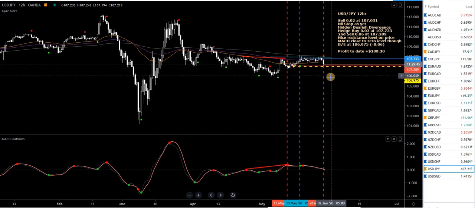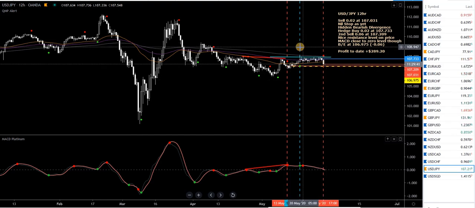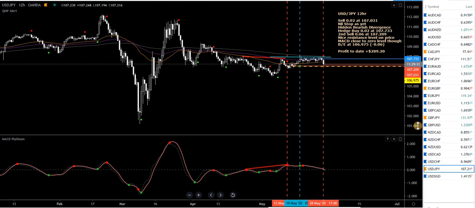Now, I haven't got far to go to get down to my overall break even. It's that yellow line there. You can see it's marked on the chart. It's not far at all below price. So hopefully this will just push down. But it is Friday, so markets tend to do funny things late on Friday. We'll see. So that's it for the 12-hour charts, guys, for the day, for the week.